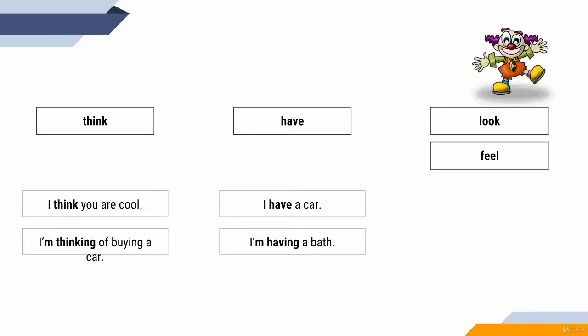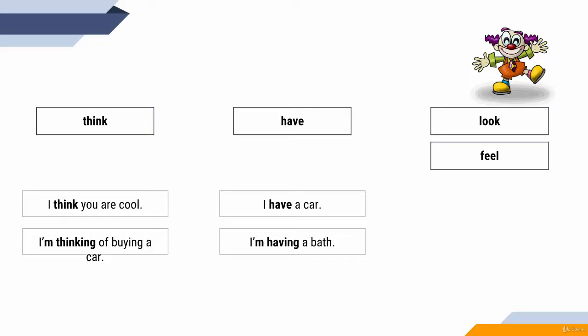I have a car. It's possession. When you express possession, you do use the simple form of have. I have a car. I'm having a bath. Here the meaning is different. I'm having a bath. It doesn't mean that you are physically holding the bath. Mostly it means that you are in the bathroom and you are taking a bath, right? So in these situations, it's okay to use the continuous form of have.